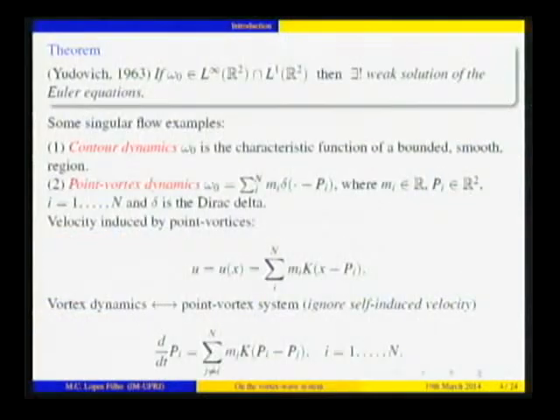Yudovich's theorem is the baseline well-posedness result for the incompressible 2D Euler equations. Basically it says if you have a vorticity which is bounded and a little bit of decay at infinity, so in this case L1, you have a unique weak solution of the Euler equations. One of the things that you get out of that is if you want to evolve a characteristic function of a set using the Euler equations, you can, in a unique manner.